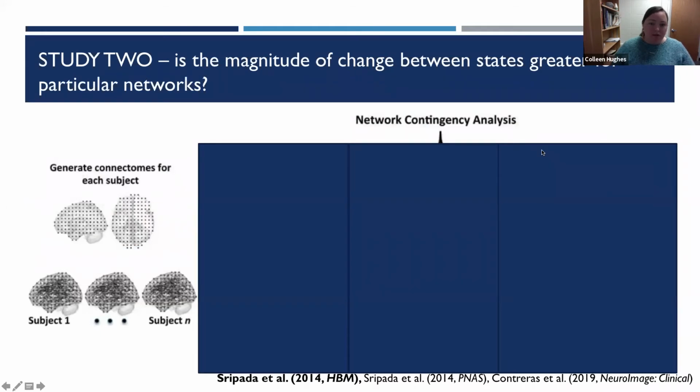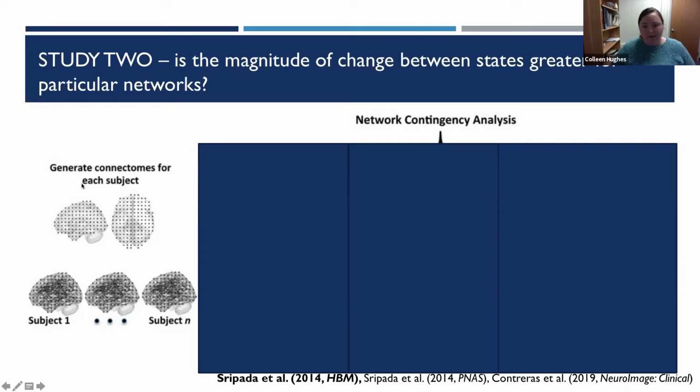So what we use to look at blockwise differences in specific networks is network contingency analysis, which looks at the counts of the edges rather than averaging across all the edges, because it just gives you better resolution regardless of how you define your blocks. You can do this type of analysis, versus if you average in different ways, you lose some of that specificity. So this is adapted from Sripada's paper in Human Brain Mapping. They use a slightly different approach, but it's very similar.